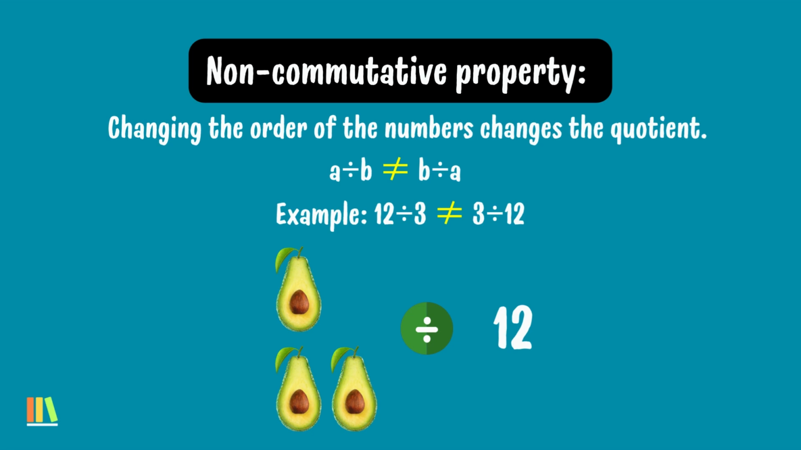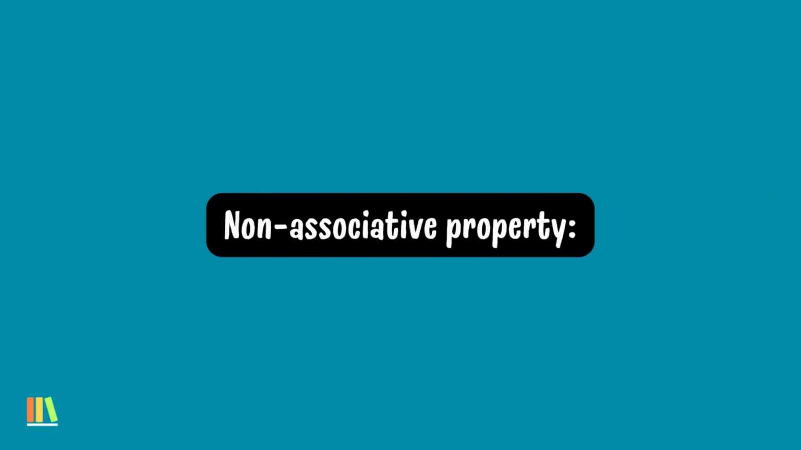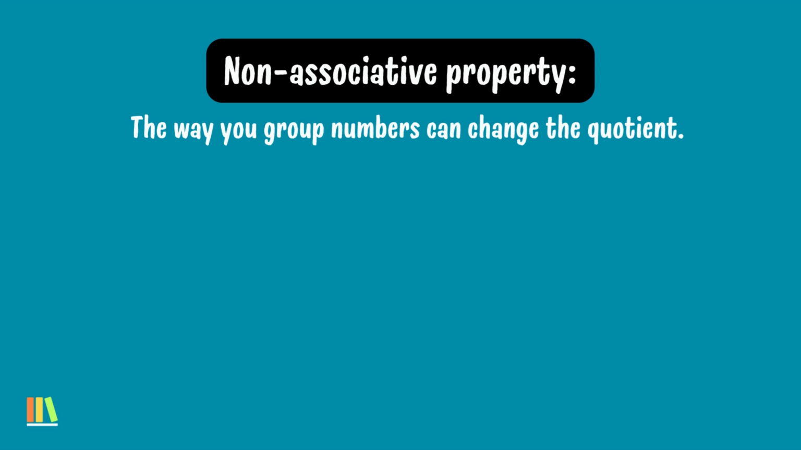I have 3 avocados and I want to divide them by 12. This cannot be done as 12 is a greater number than 3. Non-associative property. The way you group numbers can change the quotient. Example, A divided by B grouped divided by C does not total the same as A divided by B divided by C grouped.